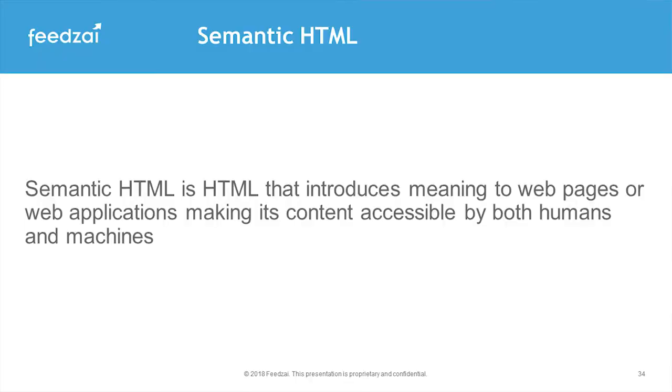To close this topic, semantic HTML is HTML that introduces meaning to a web page or web application, making its content accessible by both humans and machines. That's the definition of semantic HTML. You should also give priority to these kind of elements in favor of the non-semantic ones. So if you can use it, please always prefer the semantic elements, okay?